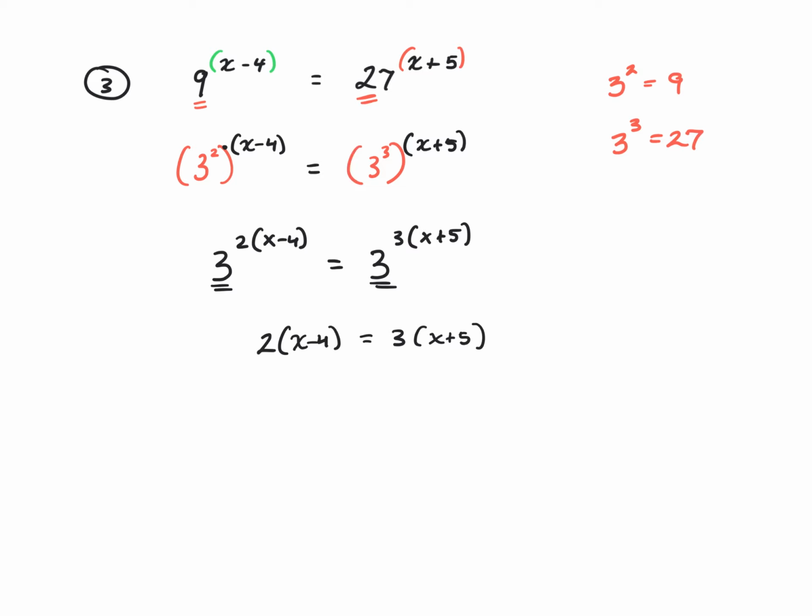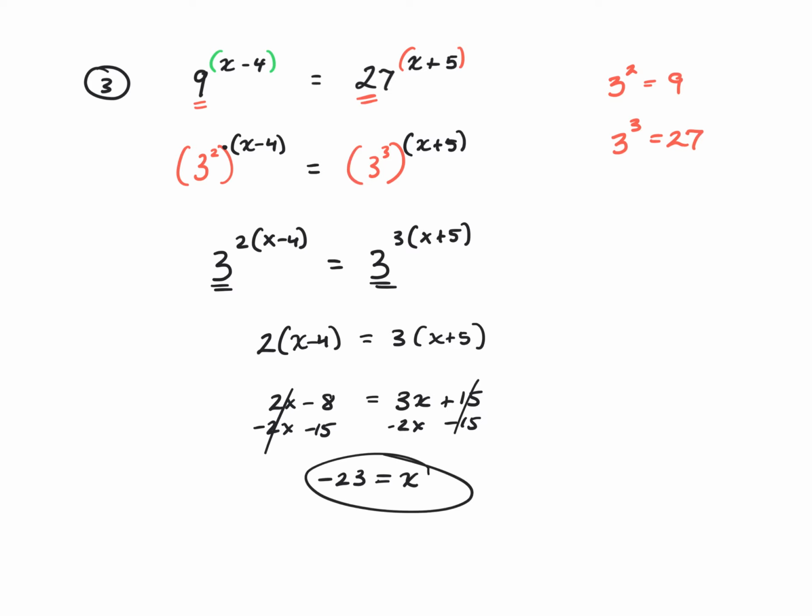And then I go ahead and solve it. So again, this becomes 2x minus 8 equals 3x plus 15. And now it's just a matter of solving. So I'm going to do minus 2x, minus 2x. I'm going to do minus 15, minus 15. And what I get here is that goes bye-bye, that goes bye-bye, and negative 8 minus 15 is negative 23, is equal to x. So if x is equal to negative 23, then my exponential equations would be equal. So my final answer is x must equal negative 23.